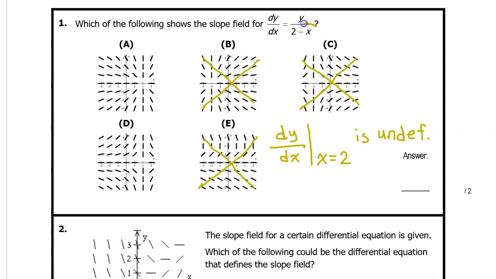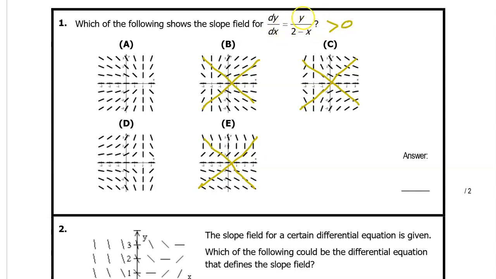Let's keep focusing on the denominator. When x is equal to 2, the denominator will be 0. So dy/dx will be undefined when x is equal to 2. That means we should have a vertical asymptote at x equals 2. Well, both of these have a vertical asymptote at x equals 2. So next clue. Let's think about when dy/dx will be positive.